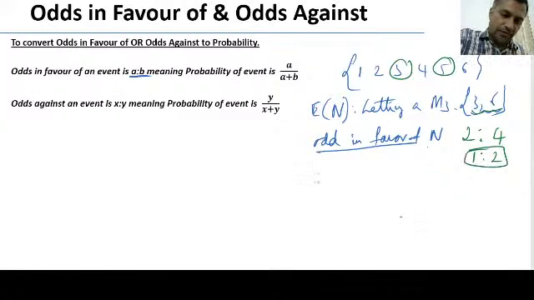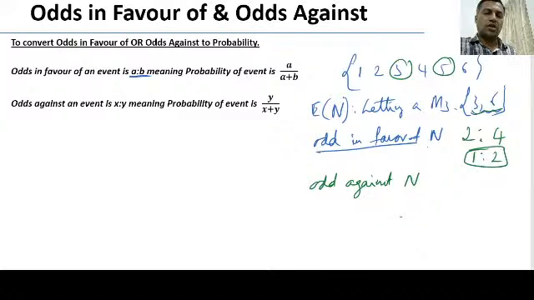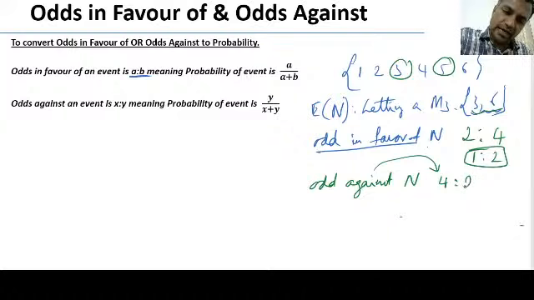For the same event, if I use the phrase odds against N, odds against N means first write the number against N. How many are against? 4 of them are against. Next, you write how many are in favor. Therefore odds against means you will write 2 is to 1.